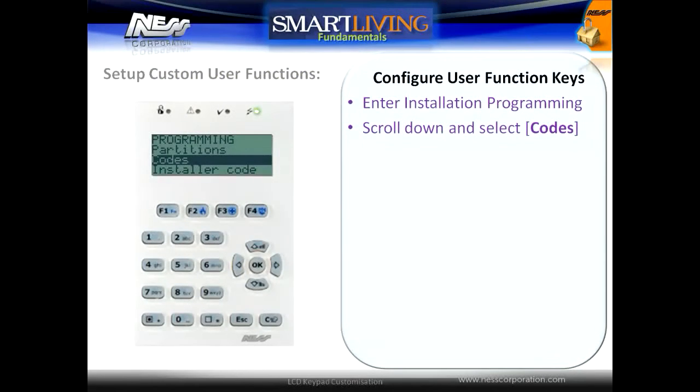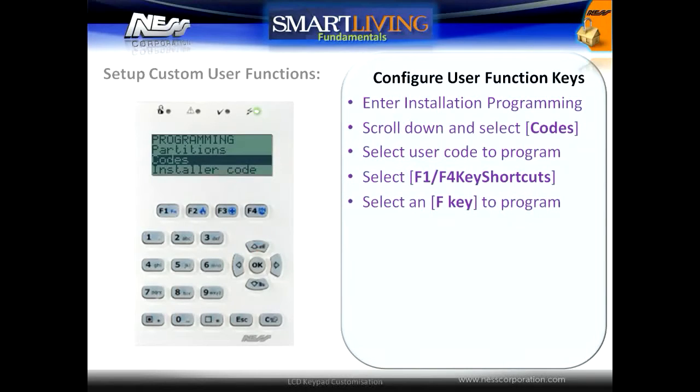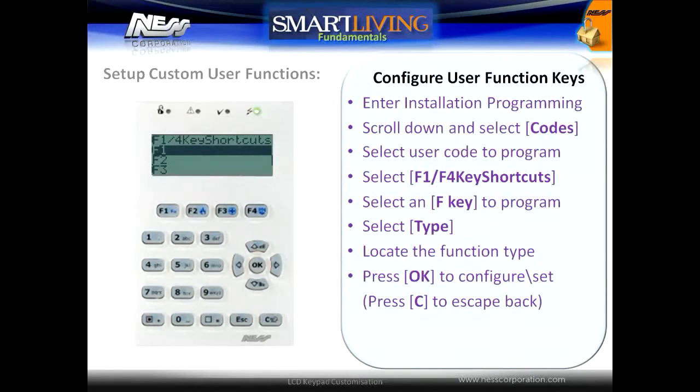To configure user function keys, enter Installation Programming, scroll down and select Codes, select the user code to program, then select the F1, F4 key shortcuts menu. Select an F key to program, select the type, locate the function type, and then press OK to configure.